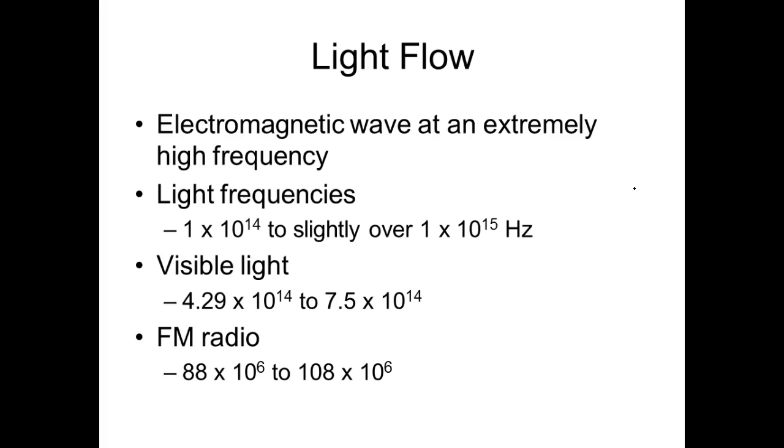Electromagnetic waves, and we'll deal with this a little bit, are extremely high frequency. Light frequencies are anywhere between 1 times 10 to the 14th to 1 times 10 to the 15th hertz. Those are big numbers, right? The visible light that we can see basically runs from about 4.29 times 10 to the 14th up to 7.5 times 10 to the 14th. For example, the FM radio range would be down in megahertz. So that's what you're doing when you're tuning your radio.